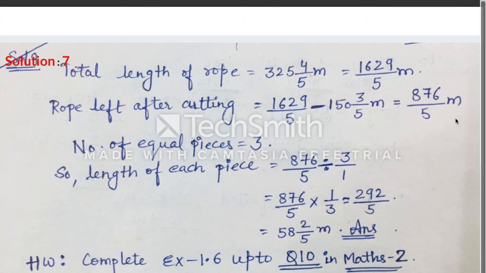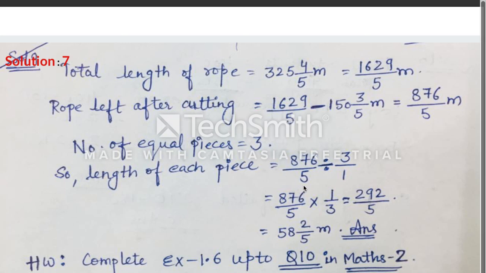The further question says, now this remaining part, how much is remaining? 876 by 5 meter is remaining. What is done with this part? The rest of the rope is divided into 3 equal parts. So what are the number of pieces you have made from this remaining rope? 3 pieces. And what kind of pieces? Equal pieces. So what will be the length of each? You have a rope of 10 meter. You cut off 1. What is left? 9 meter. Divided into 3 equal parts. What will be the length of each? 9 divided by 3. That is 3 meter. Same concept.